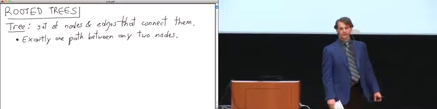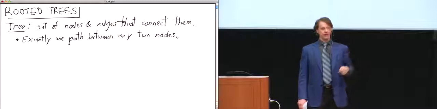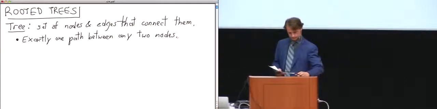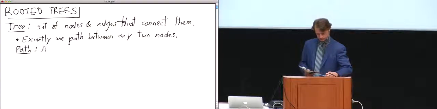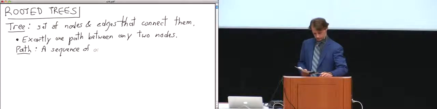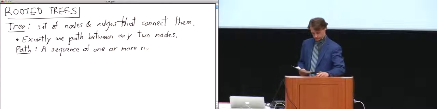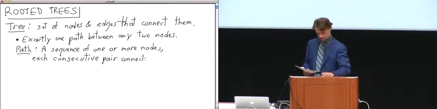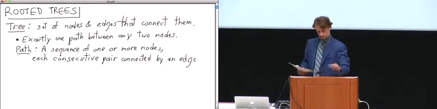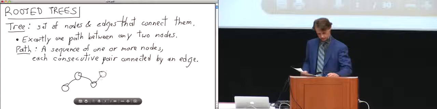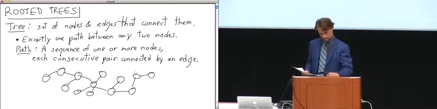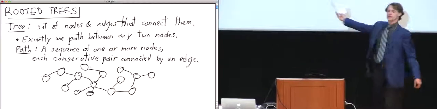What do I mean by a path? Well, a path has a mathematical definition. It is a sequence of nodes, and that sequence of nodes has to have the property that every consecutive pair of nodes in the sequence is connected by an edge. So there's a picture of a tree.